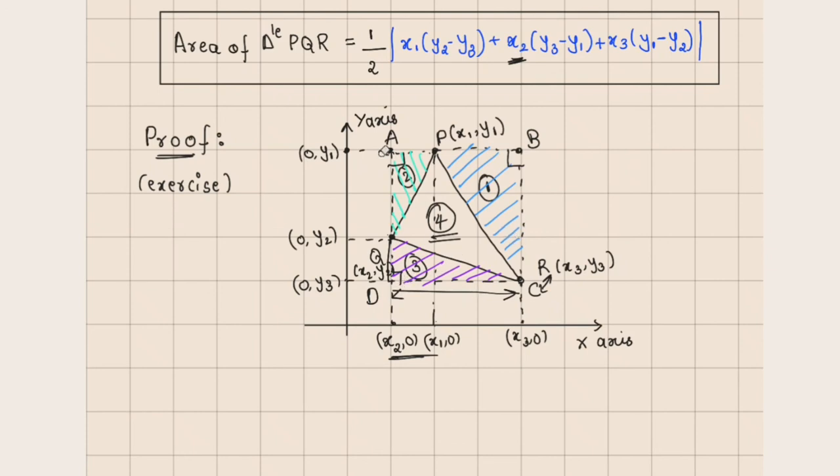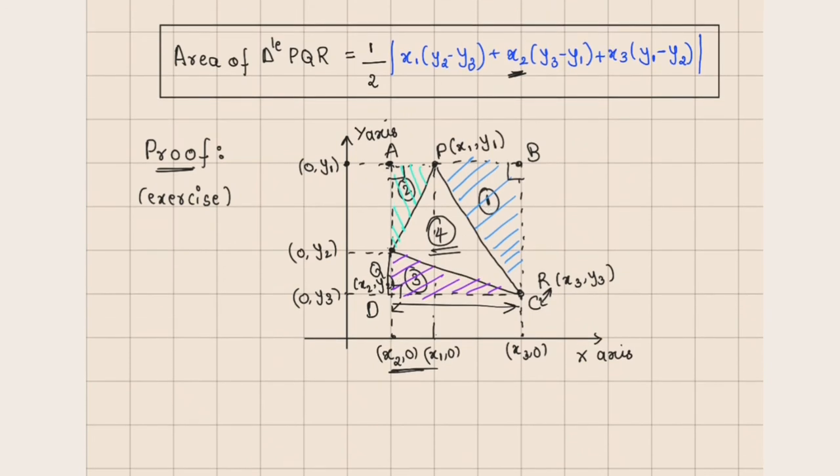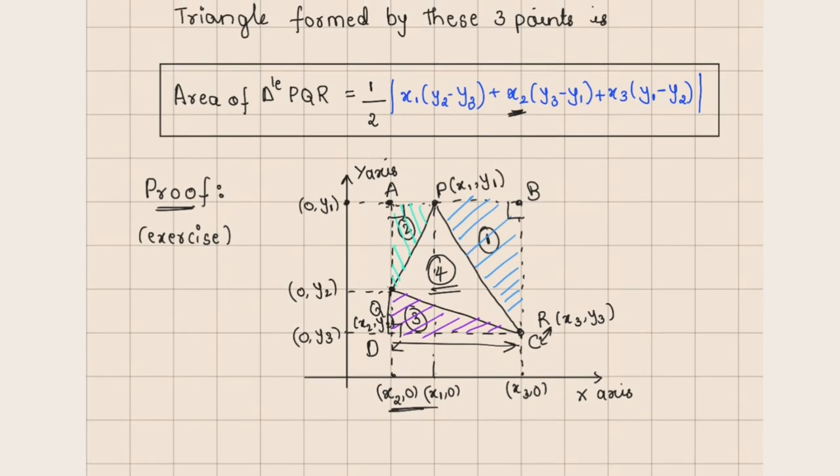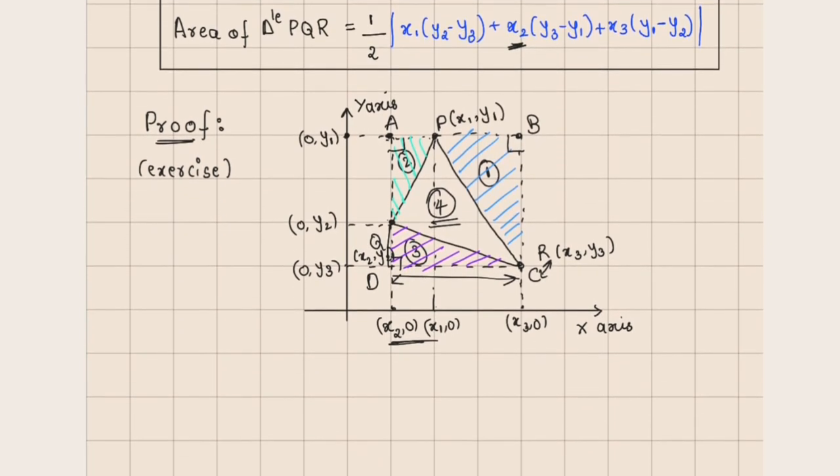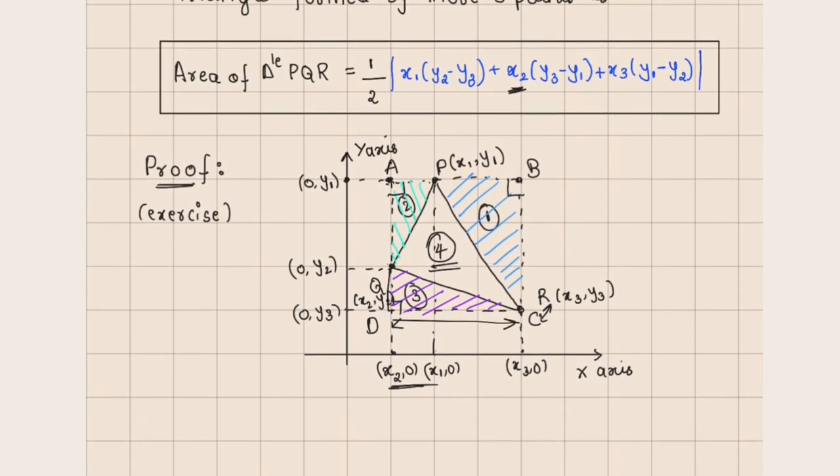We know the lengths AB and BC, so we will get the area of the rectangle, which is length into breadth. We have to subtract from that the sum of these three areas, 1, 2, 3. So we will get the area of 4. Please do solve it. This will give you a good understanding of this. Thank you.